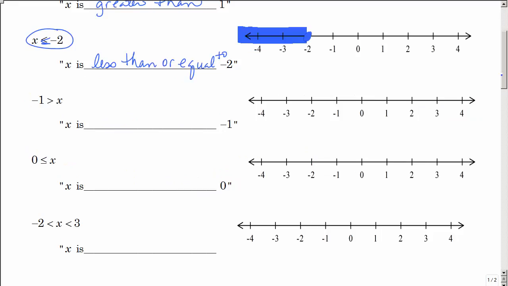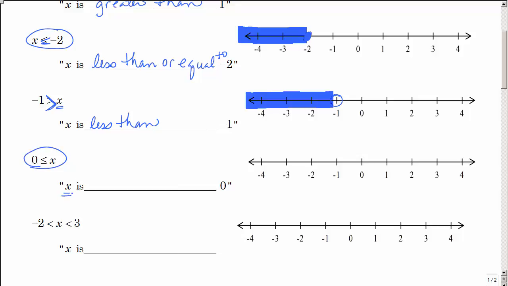Now math is not English, so sometimes we don't read left to right, we read right to left. So since you're saying what is x, it's best to start your sentence with what is x. In this case, x is less than -1. If you look at that arrow, the smaller part is pointing to x. X is less than -1. So again, you'd have an open circle because it's not equal to, and left is less. Left is less.